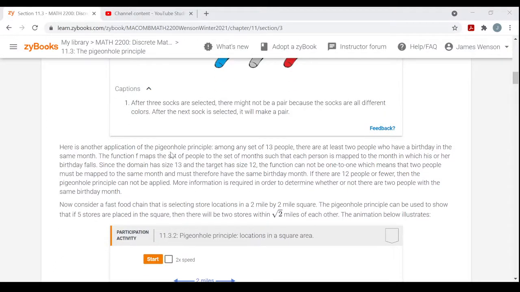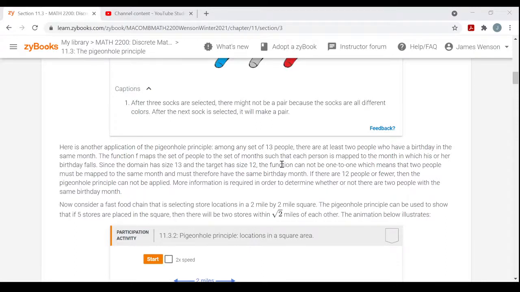Here is another application of the pigeonhole principle. Among any set of 13 people, there are at least 2 people who have a birthday in the same month. Right, because there's only 12 months. So the function here would map the 13 people in the domain to the target, the 12 months of the year. And since there are more elements in the domain than there are in the target, it can't be one-to-one. So there's got to be at least 2 people that map to the same month, that have a birthday in the same month.